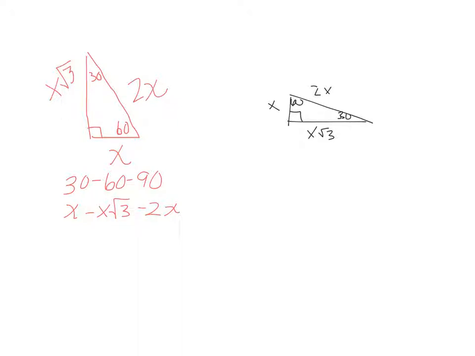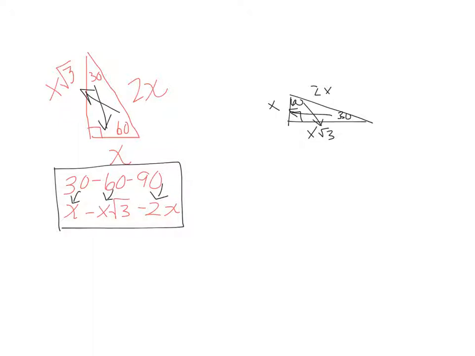Here's the formula for 30, 60, 90. Across from the 30 is always x. Across from the 60 is always x radical 3. And across from the 90 is 2x, no matter how the triangle is laid out. So if you look to the right, this triangle's kind of been knocked over. Still, across from the 30 is x, across from the 60 is x radical 3, and across from the 90 is 2x. And so that's what's written right here. For 30, 60, 90, across from the 30 is x, across from the 60 is x radical 3, across from the 90 is 2x. So we can now apply that to do an example.